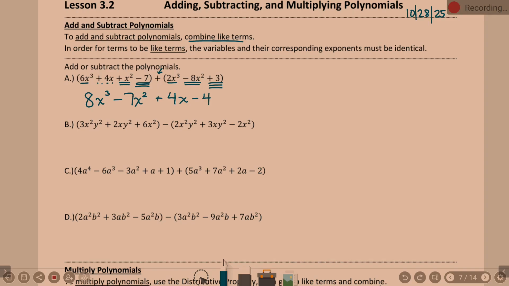If Savas doesn't say anything about standard form, they might not care about standard form. But I believe it does mention standard form, so just beware. Remember standard form means highest exponent down to lowest exponent. Okay, and we're done.